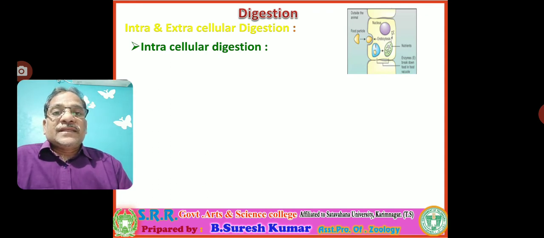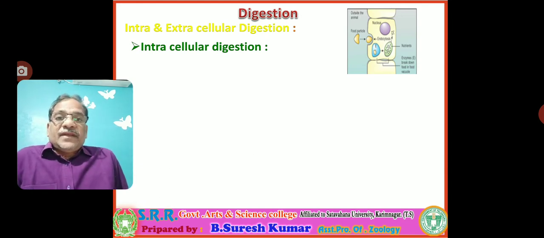Let us discuss the converse aspects between intra and extracellular digestion. Based on these differences, mostly the questions are raised in entrance examinations. Hence you have to follow the converse things between intra and extracellular digestion. Of course, in the last class I explained clearly about intracellular digestion, even though once again I am going to clear this topic with new visuals.